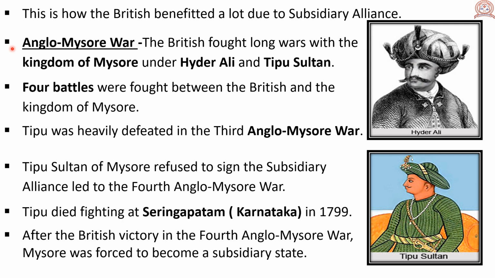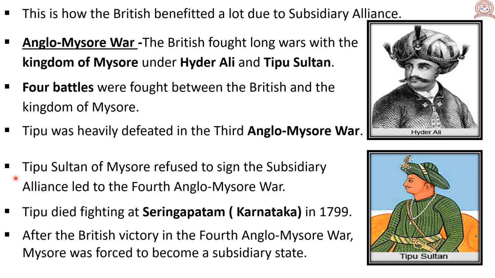Next, Anglo-Mysore War. Anglo-Mysore War was the war between the British and the Kingdom of Mysore. The British fought long wars with the Kingdom of Mysore under Hyder Ali and Tipu Sultan. Hyder Ali and Tipu Sultan were the powerful rulers of the Kingdom of Mysore. Four battles were fought between the British and the Kingdom of Mysore. Tipu was heavily defeated in the Third Anglo-Mysore War.